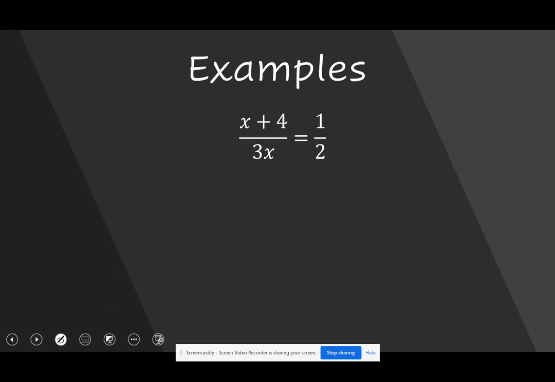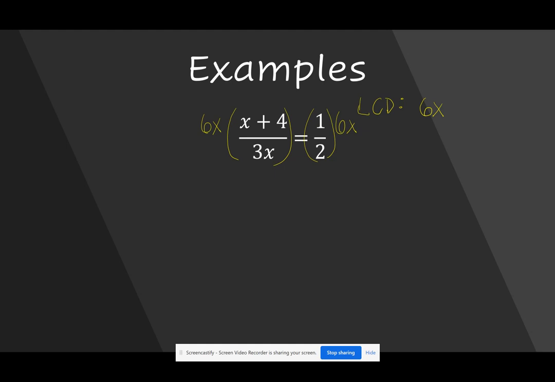So for example, if we have (x + 4)/(3x) = 1/2, now, you guys could cross multiply this, but I want to go over the LCD method. If our two denominators are 3x and 2, we need an x in it for sure because we have an x. And then we need a number that 3 and 2 both go into, which is 6. So our LCD is going to be 6x. So we're going to multiply every single term by 6x.